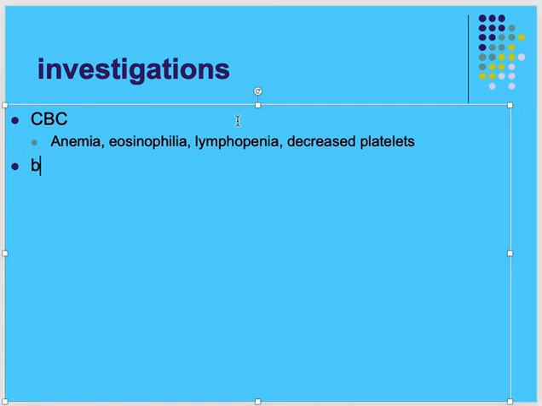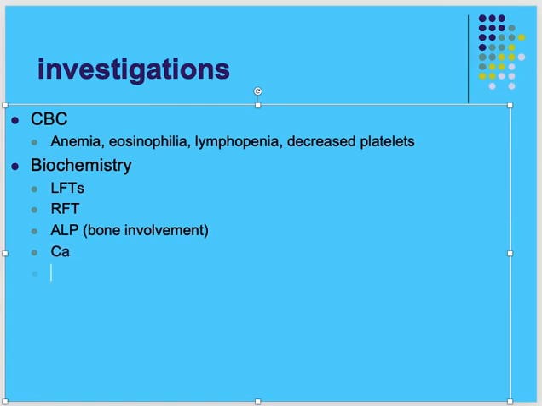We can do a lot of other tests, for example biochemistry tests. Liver enzymes can be checked to check for liver involvement. You can check renal function tests, or you can check alkaline phosphatase to check for bone involvement. You can check calcium levels as well. You can check ESR or LDH, right? All these tests can be done in these patients.